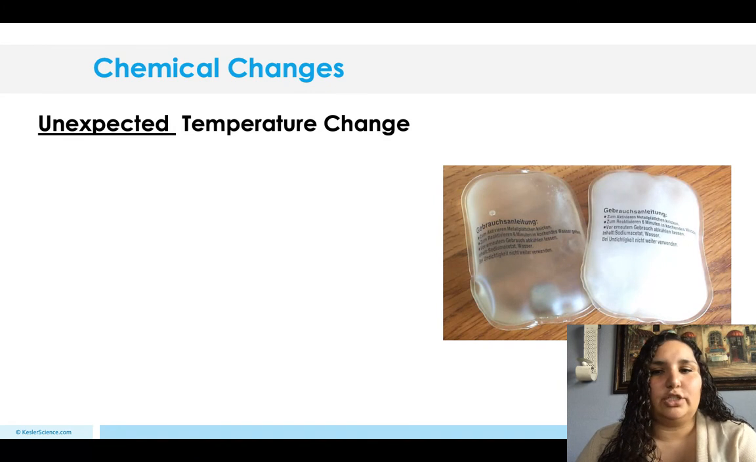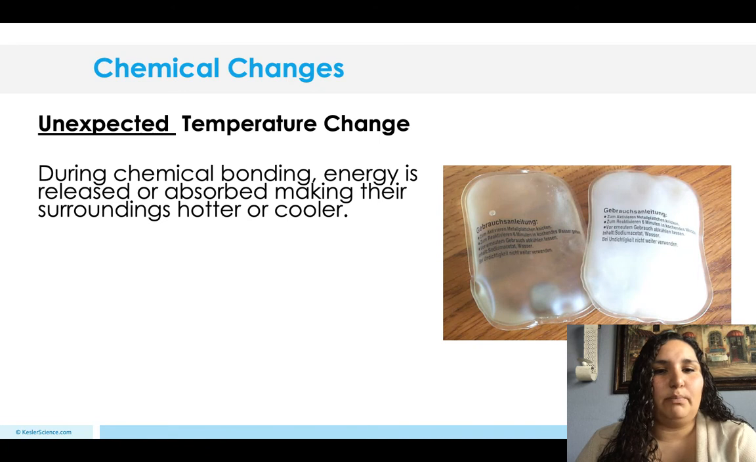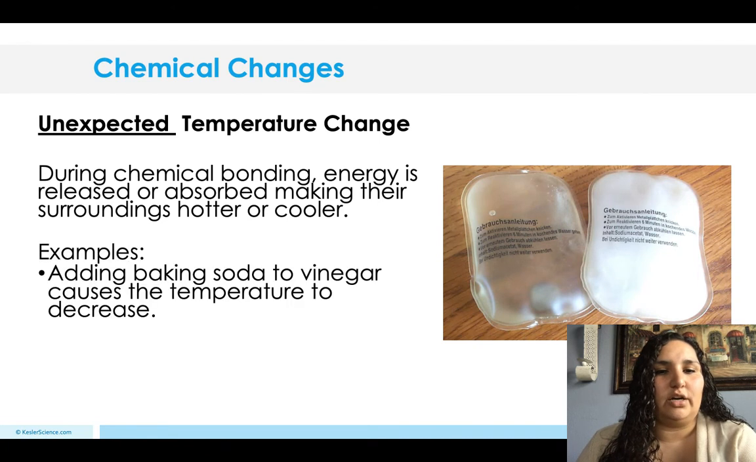Unexpected temperature change. During chemical bonding, energy is released or absorbed, making their surroundings hotter or cooler. Some examples is adding baking soda to vinegar. That causes the temperature to decrease. And we went ahead and did that in class earlier this year.